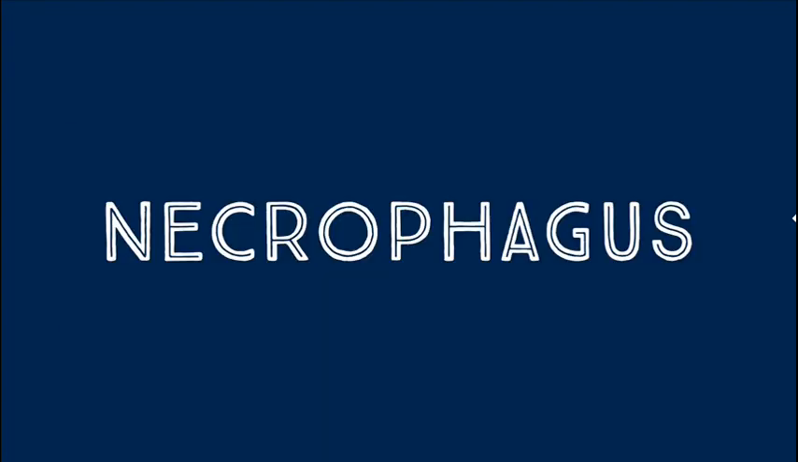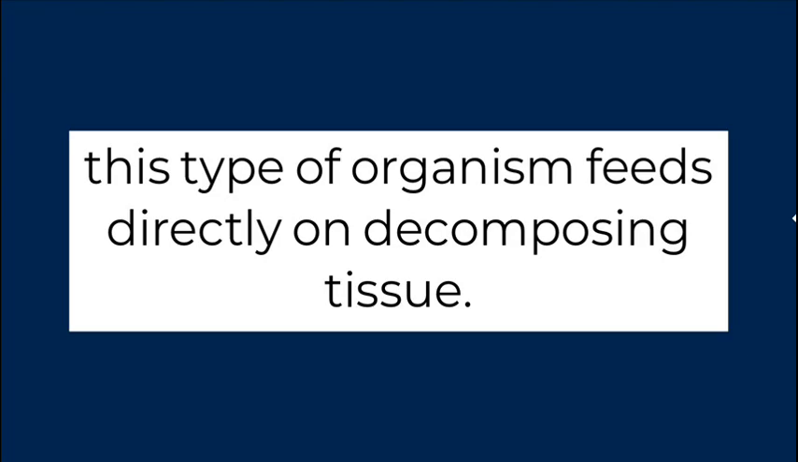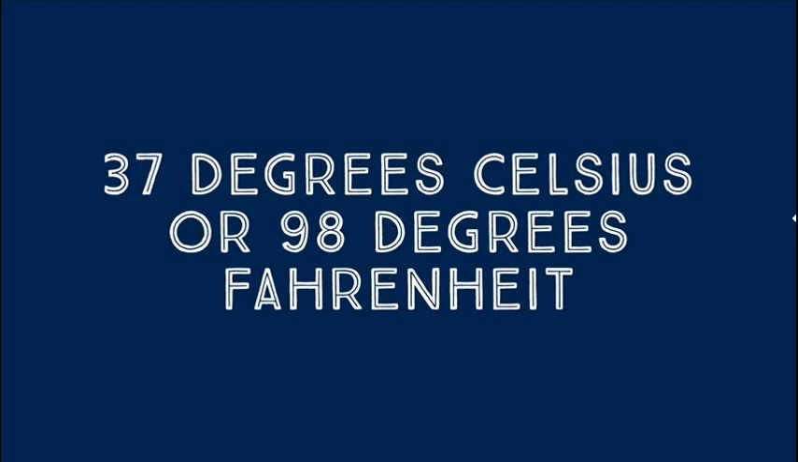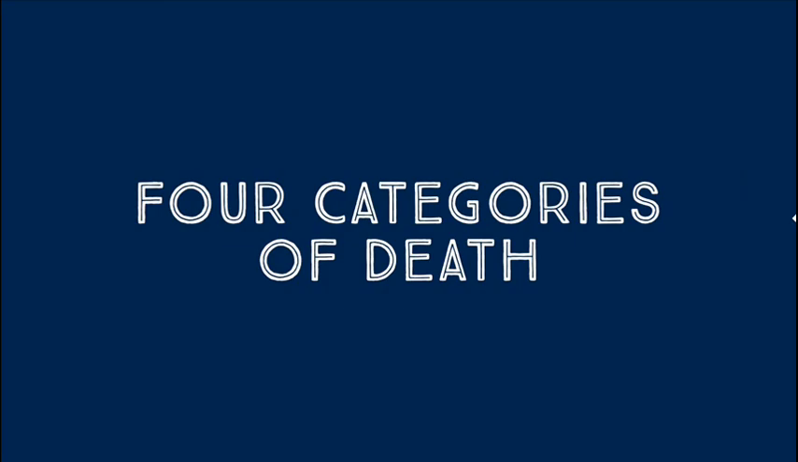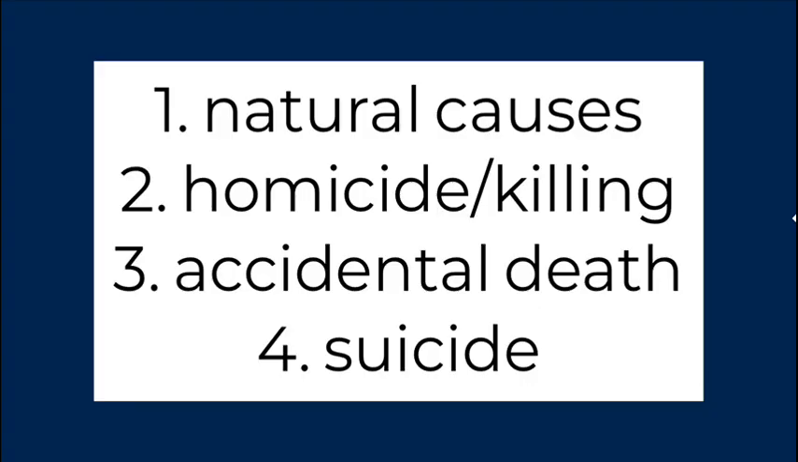Necrophagus. This type of organism feeds directly on decomposing tissue. 37 degrees Celsius or 98 degrees Fahrenheit. It is the average body temperature. 4 categories of death. 1. Natural causes. 2. Homicide, killing. 3. Accidental death. 4. Suicide.